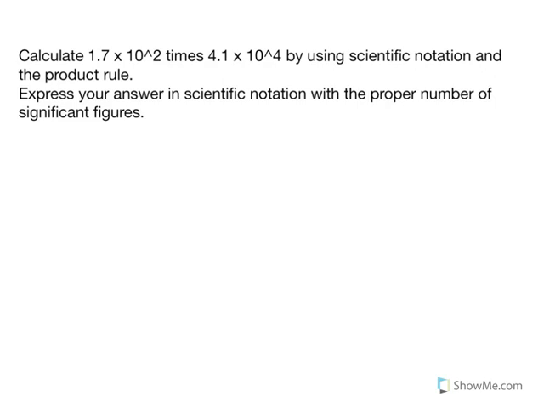significant number. So when you look, 1.7 has 2, 4.1 has 2. Since they're the same, it's easy. Your final answer should have 2 significant figures. All right, so let's go ahead and do some multiplication.